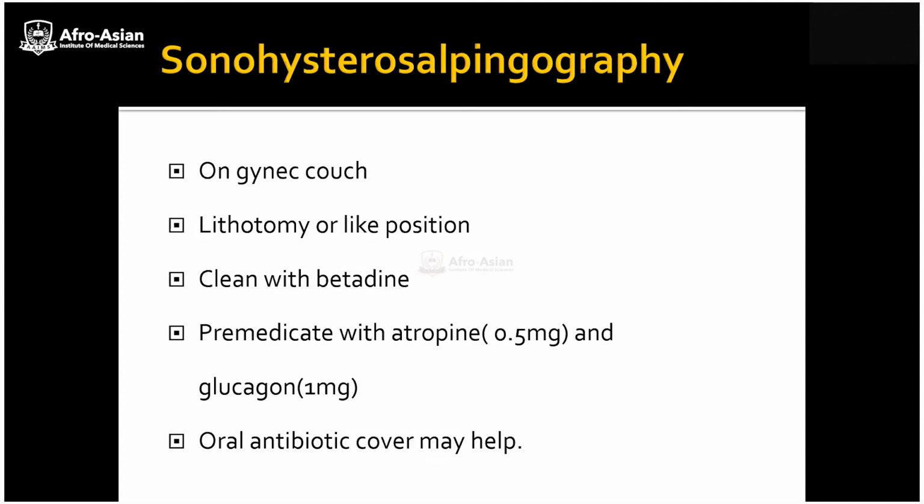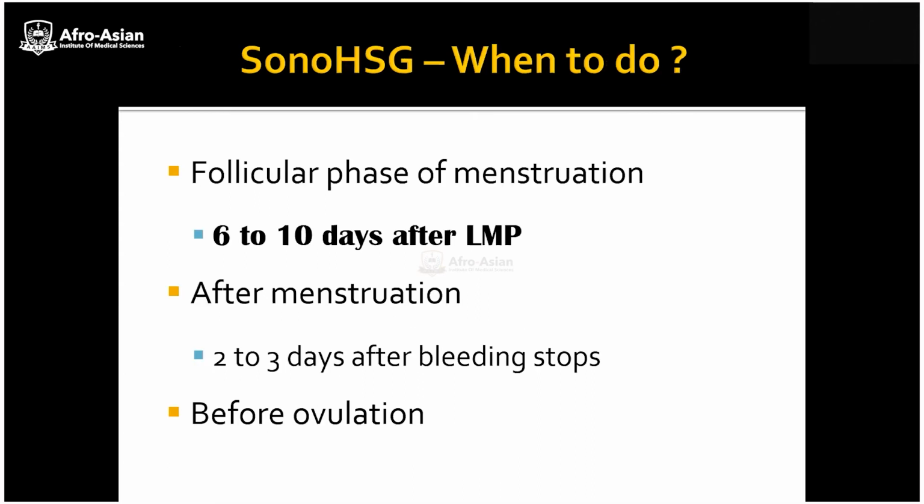Clean with betadine. Pre-medicate with atropine 0.5 milligram and glucagon 1 mg. It will be better to give oral antibiotic cover, which can help. When we perform it, the best time is the follicular phase of menstruation, which is the 6th to 10th day after LMP. After menstruation, 2 to 3 days after bleeding stops, or before ovulation.